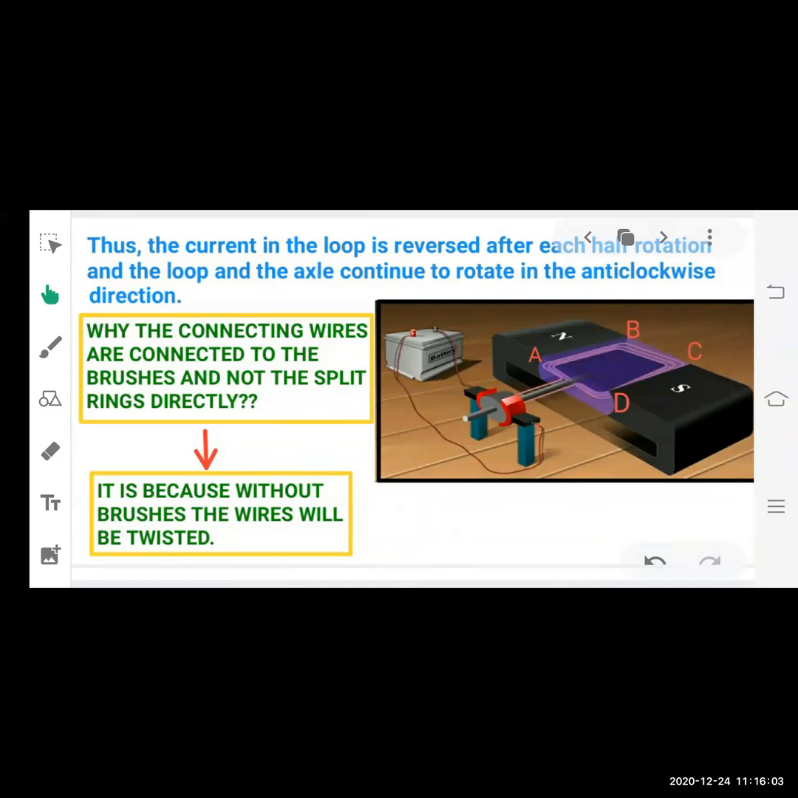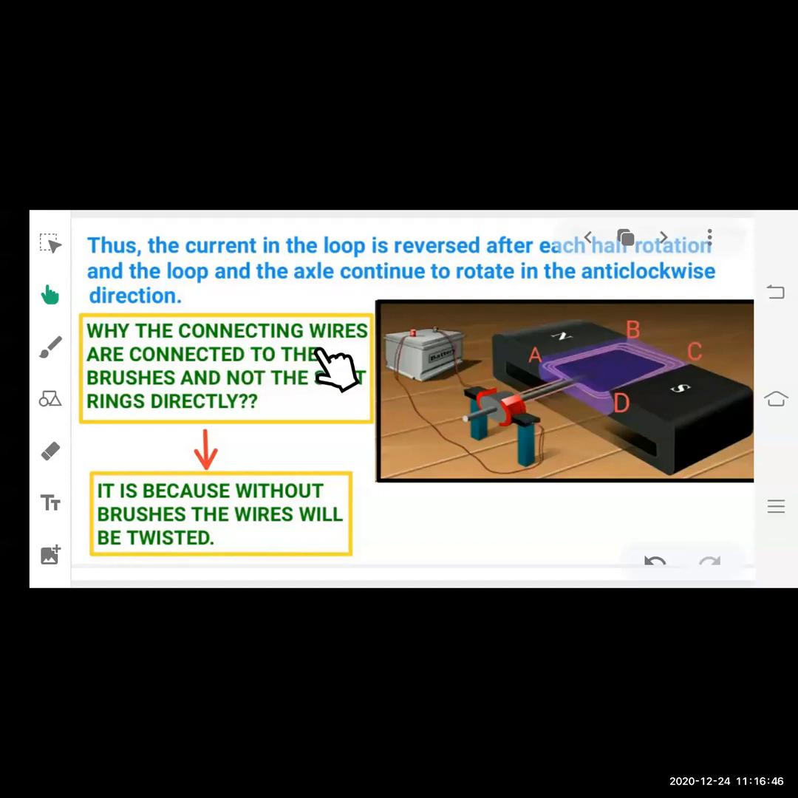How is it changing? As you can see here, in the beginning we saw that ABCD in this direction the current was flowing. At that time, this end of split ring was in touch with AB, right? So it was connected with the positive end of the battery, but after rotation, this AB reaches the position of CD, and CD reaches the position of AB. In that case, this split ring, which was at the positive terminal before, now after rotation comes to the negative terminal. That means now the direction of current is changing after every half rotation.